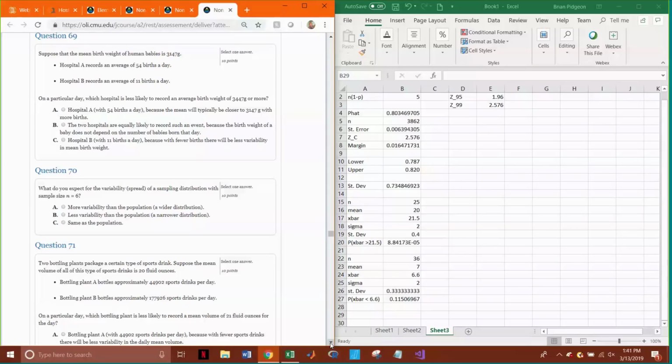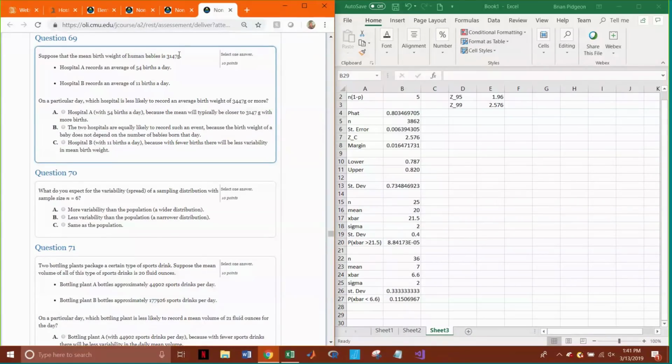Hospital A records an average of 54 births a day. Hospital B records an average of 11. So which hospital is less likely to record an average birth weight of 3,447 grams or more? Well, that just means which distribution is less likely to have values away from the mean. Well, hospital A has more births, so its values are more likely to be closer to the population mean. So which is less likely? Hospital A, because the mean will typically be closer to 3,147. And why is that? Because it has a smaller variability.